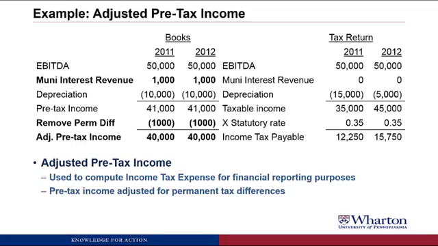So we have pre-tax income of $41,000. We subtract the municipal bond interest revenue, so to remove the permanent difference, interest revenue, we subtract it, and we get to adjusted pre-tax income of $40,000, which represents just the EBITDA minus the depreciation at this point.